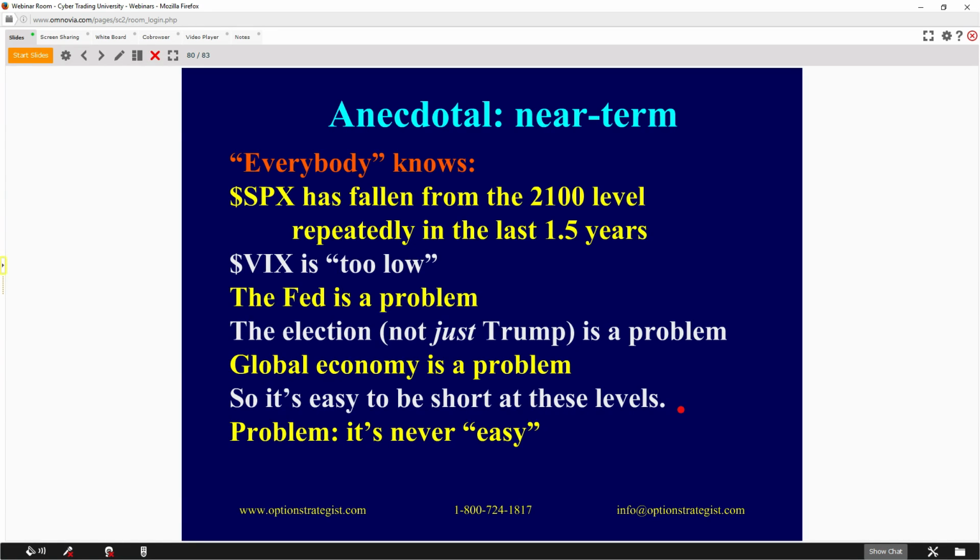The problem with all of this is the market never makes it easy. And so I just have this anecdotal feeling that we might continue to break out on the upside. I'm probably not going to jump on it until it actually does, but that's just my gut feeling there.